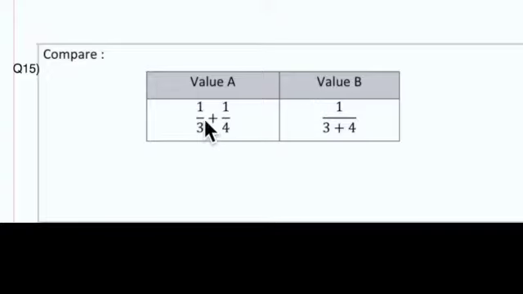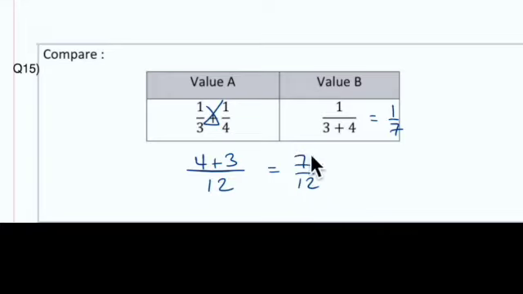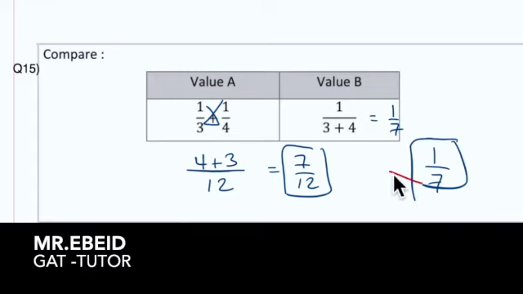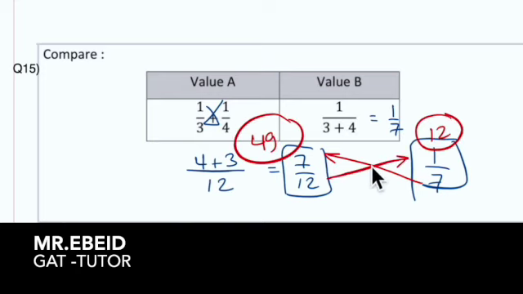1 over 3 plus 1 over 4 and 1 over 3 plus 4, which is 1 over 7. 1 over 3 plus 1 over 4, you can add them as 3 times 4, which equals 12. 1 times 4 equals 4, and the 3 times 1, which equals 3. So it will be 7 over 12. Now we want to compare between 7 over 12 and 1 over 7. We can compare them by multiplying 7 times 7, which equals 49, and 12 times 1, which equals 12. So 49 is greater than 12, so this fraction is greater than this fraction. So the answer is A.